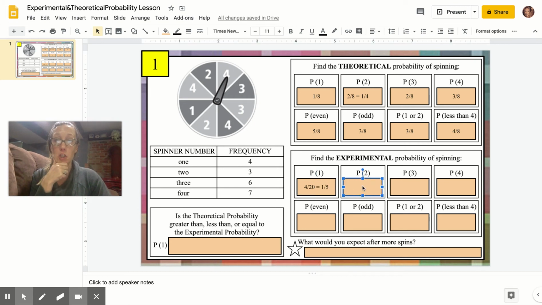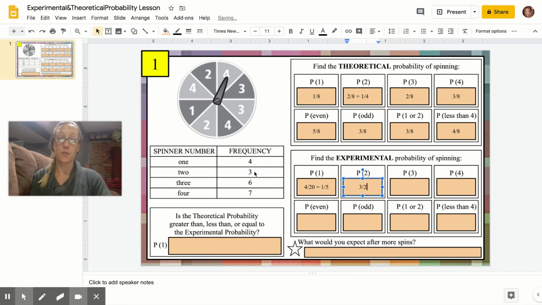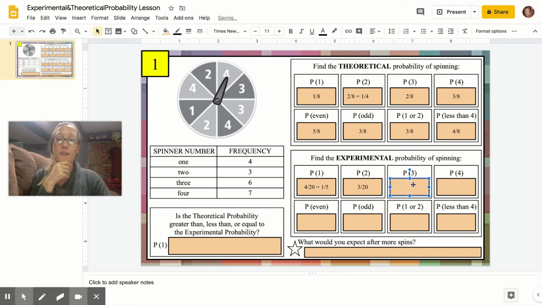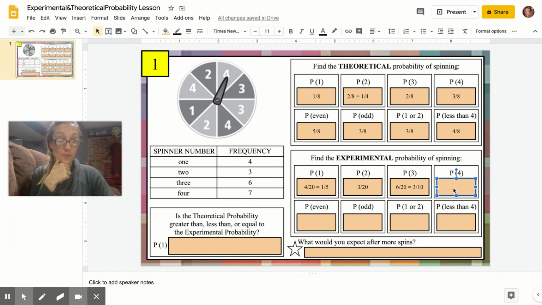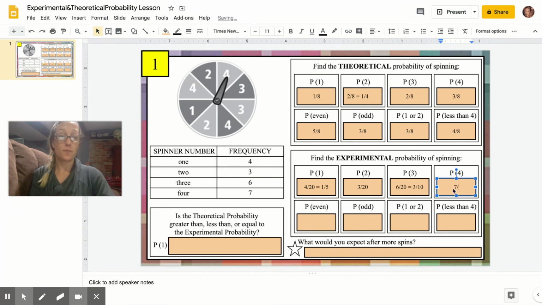Probability of getting a 2. How many times did I spin a 2? 3 times. So 3 out of 20. What do you think the probability of doing a 3 would be? Yep, 6 out of 20, which gives you 3 out of 10 when you simplify it. Probability of spinning a 4? Okay, 7 out of 20.